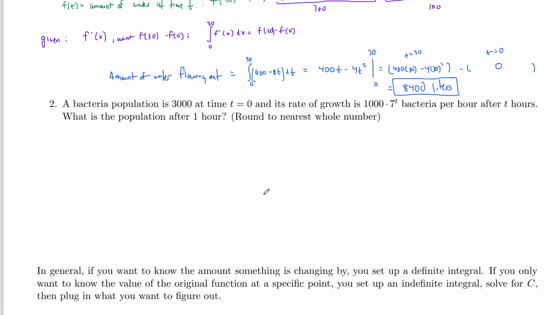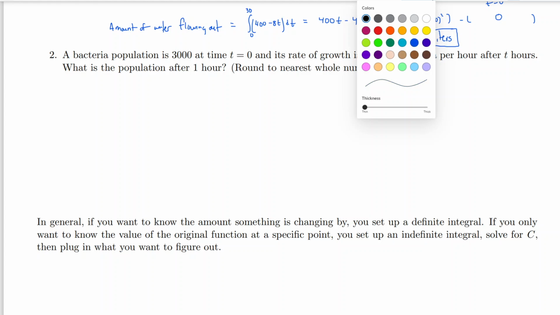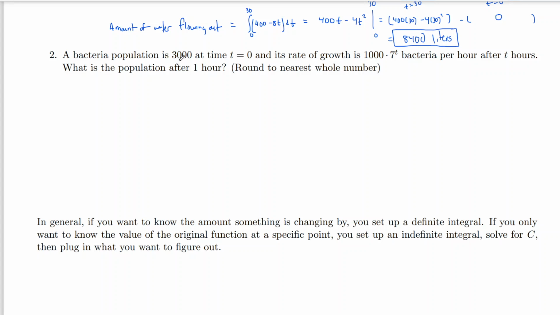once you do it. So the next one you'll kind of guess here would be an example of using an indefinite integral for a problem. And it says the following. A bacteria population is 3,000 at time t equals 0. So that's probably going to be important. And its rate of growth, all right, so its derivative, because it's the rate of growth, is 1,000 times 7 to the t bacteria per hour after t hours. What is the population after 1 hour?